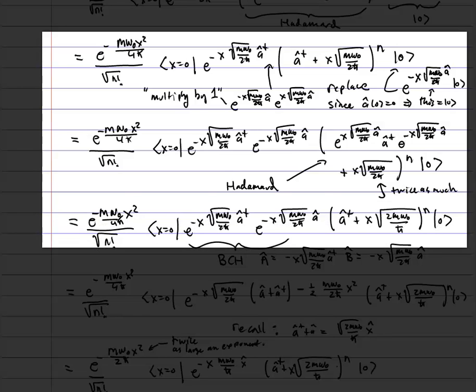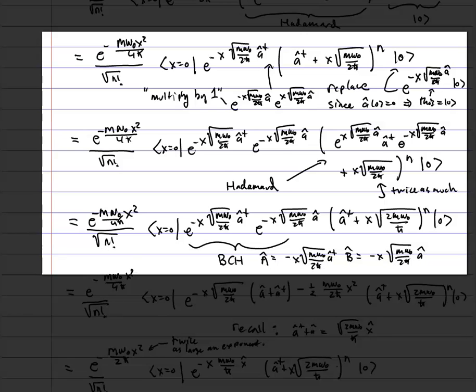And what we have here is e to the minus x square root of m omega over 2h bar a dagger, e to the minus x square root of m omega 0 over 2h bar a hat. And then I'll have my a dagger plus x square root of 2m omega 0 over h bar, whole thing raised to the nth power. All right, we're ready now to do our BCH. We're now doing the BCH to put them into the exponent.